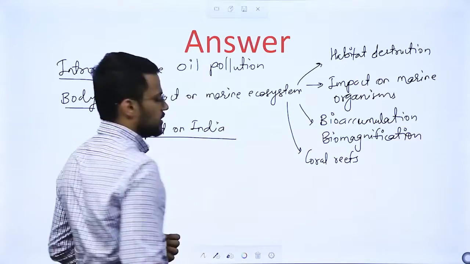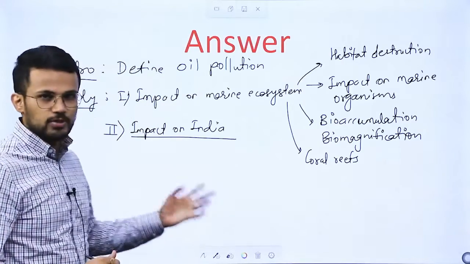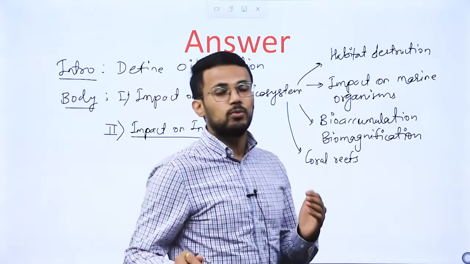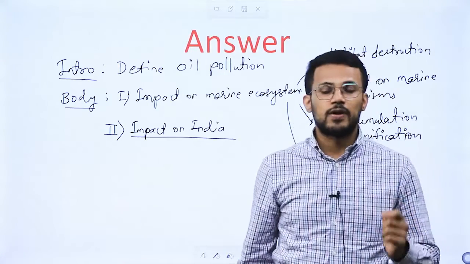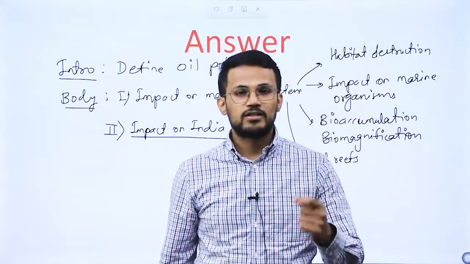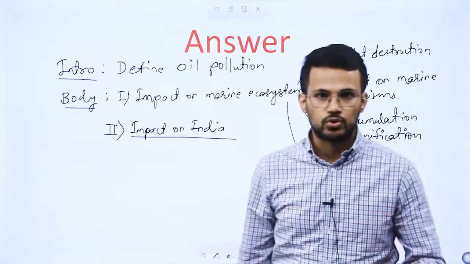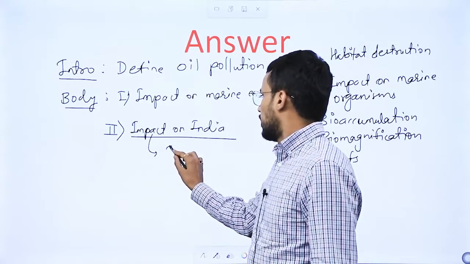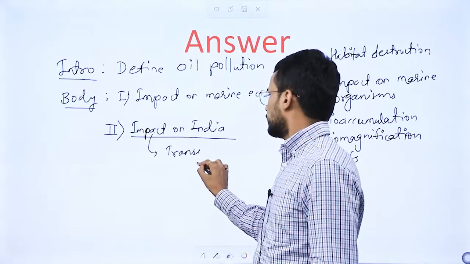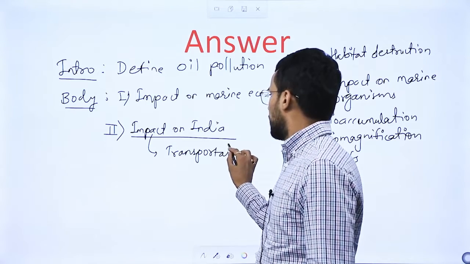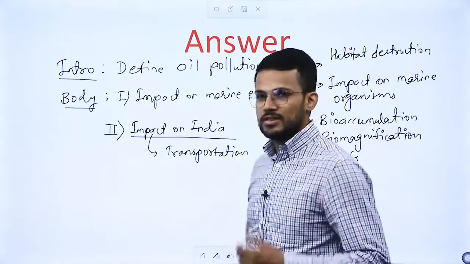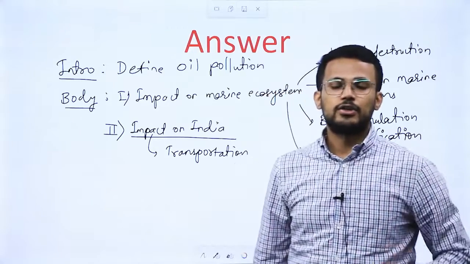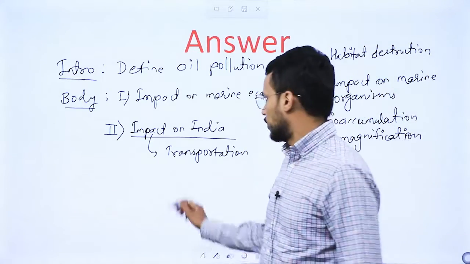Impact on countries like India. So India, you must be aware, has a coastline of almost 7,500 kilometers, and that's why it is dependent on maritime routes. So first impact would be impact on transportation. Transportation would be affected, and if transportation is affected, it would have negative impact on various sectors of economy.